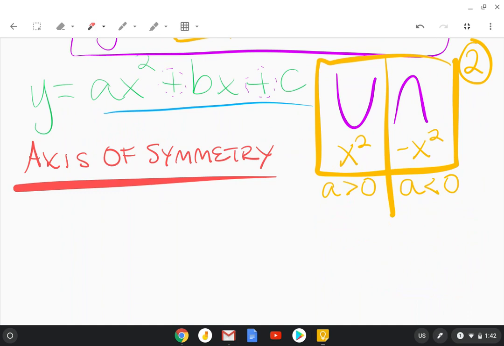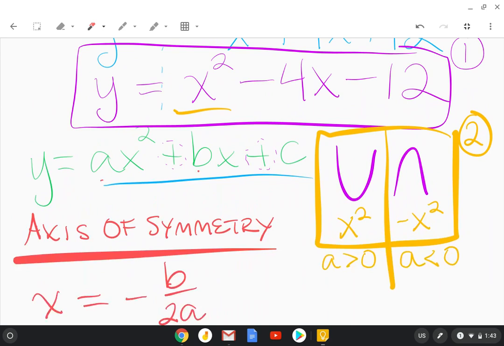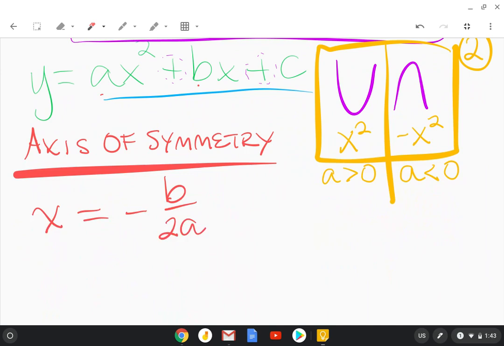So the axis of symmetry, they give us a formula. And the formula is this: x equals negative b over 2a. So again, let's go back up here real quick. B and a are here and here in our equation. So for us, we're going to go ahead and figure this out right now.